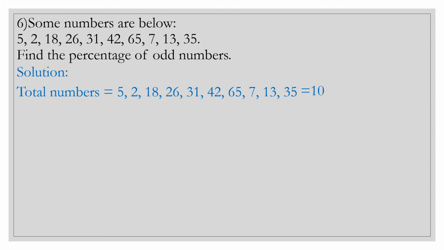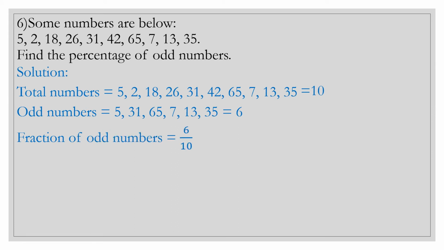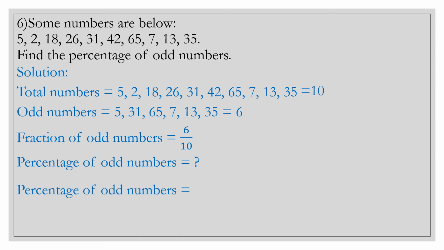Now from these numbers, identify all odd numbers and write down odd numbers is equal to 5, 31, 65, 7, 13 and 35. Now count all these numbers, which is equal to 6. So the fraction of odd numbers is equal to 6 upon 10, and the percentage of odd numbers we have to find out. And we know that any fraction convert into percentage, multiply by 100 and put the percentage symbol. So the percentage of odd numbers is equal to 6 upon 10 multiplied by 100 and put the percentage symbol.